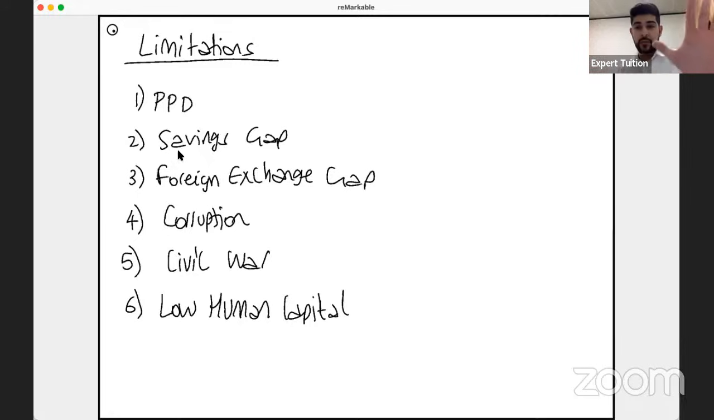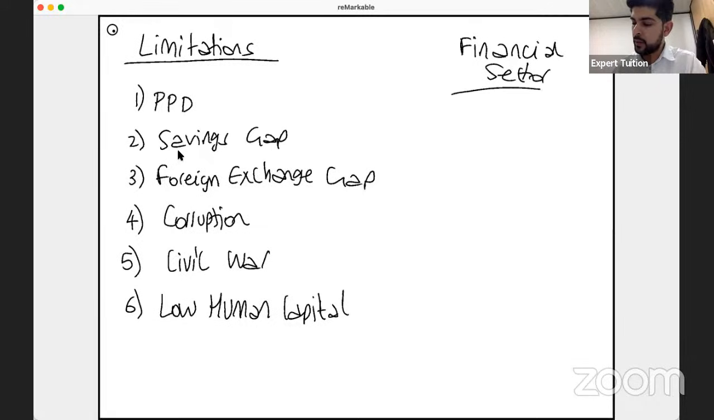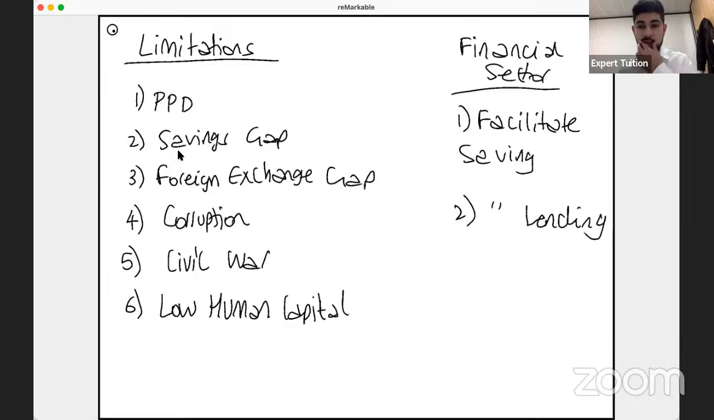Now, the financial sector has 5 roles. You need to know these because you can easily get a question specifically about one of the roles. So the financial sector does the following. 1, facilitate savings. 2, facilitate lending. So banks are there to give loans out to either individuals or to businesses. Number 3, to facilitate exchange. So it's a lot easier to buy and sell goods and services when there's a financial sector that's operational.